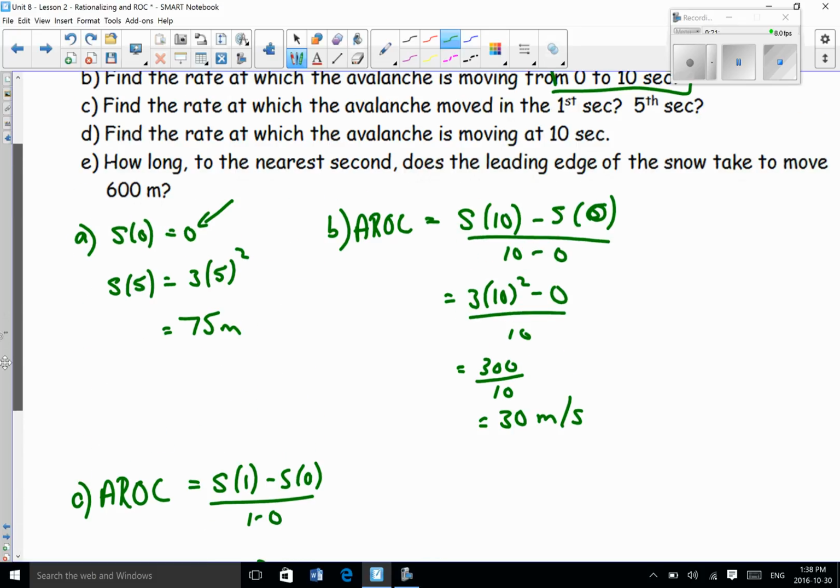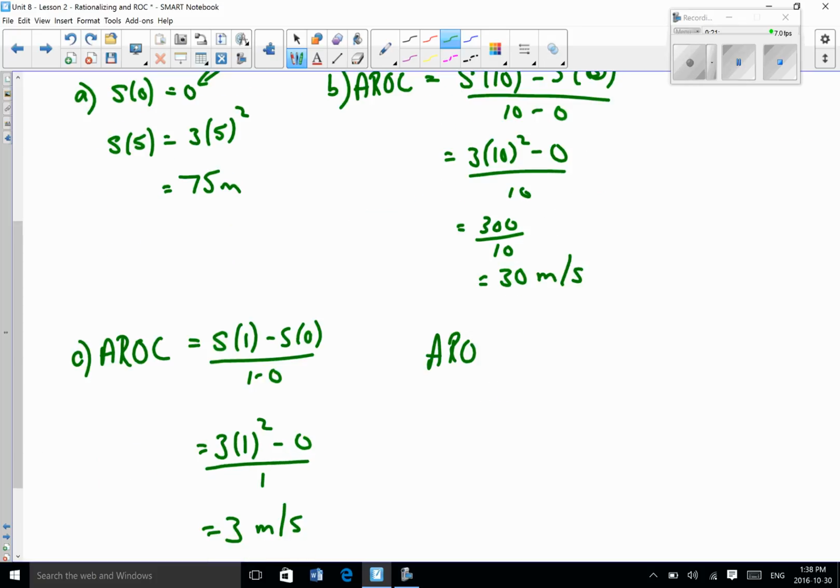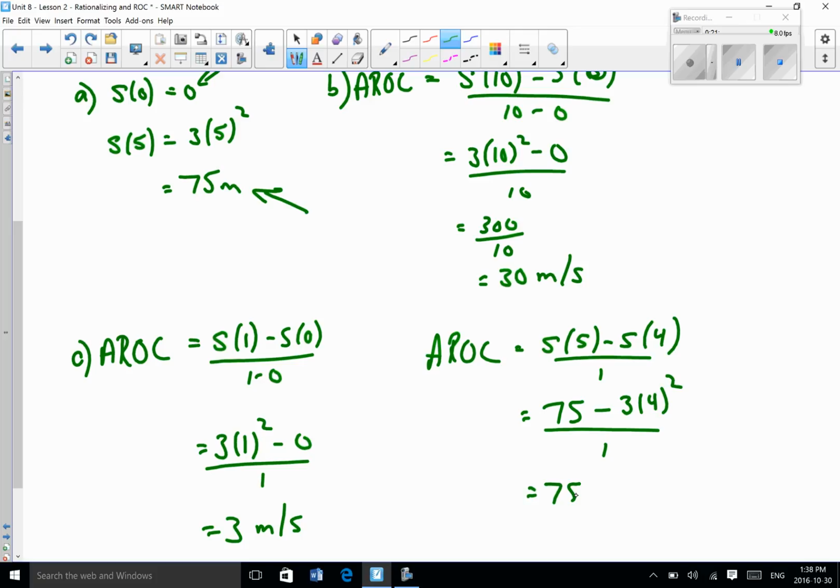So we're going to get 3 meters per second. The second part of that question asks what's happening in the fifth second. So the fifth second, AROC again, is from second 4 to second 5. So we need to find S at 5 minus S at 4 over 1, or 5 minus 4. Now, S at 5 we've already found out was 75. That would be right here. S at 4 we haven't done yet, so let's find S at 4 over 1. So we get 75 minus 48 over 1, or in other words, 27 meters per second.